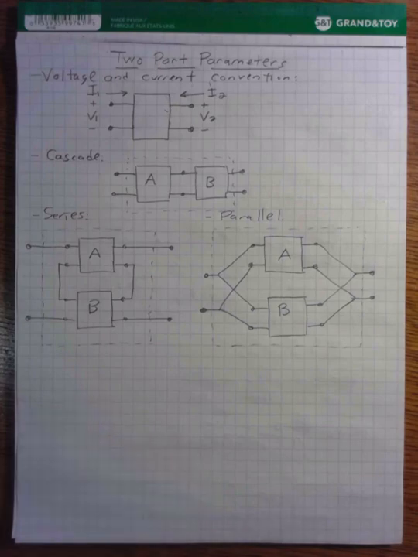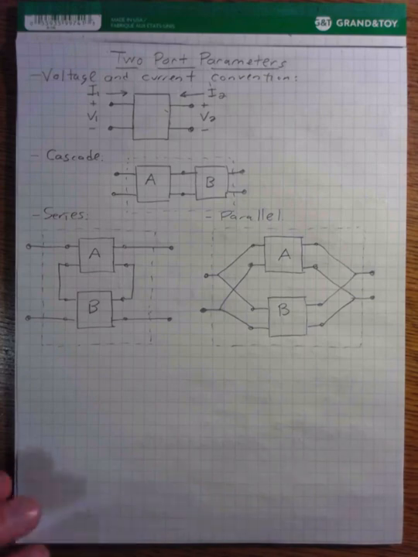Now, I mentioned that there were a number of two-port parameters: Z, Y, hybrid, A, B, C, D. And the question is, which one should we focus on? Which one should we use? It turns out that the type of parameter that you choose depends on the manner in which you're going to be connecting your two-port systems.